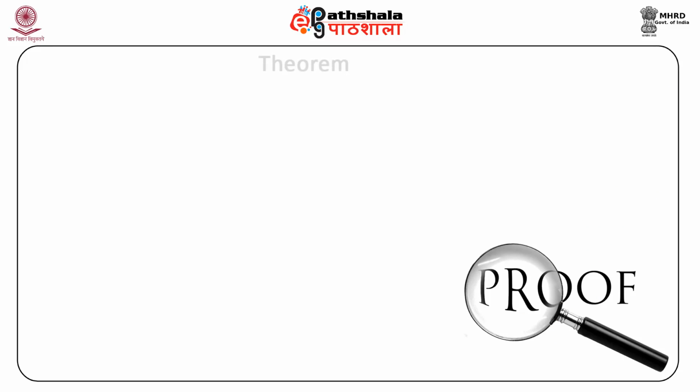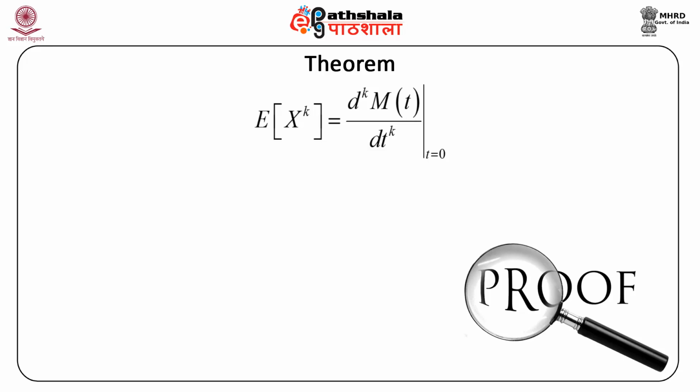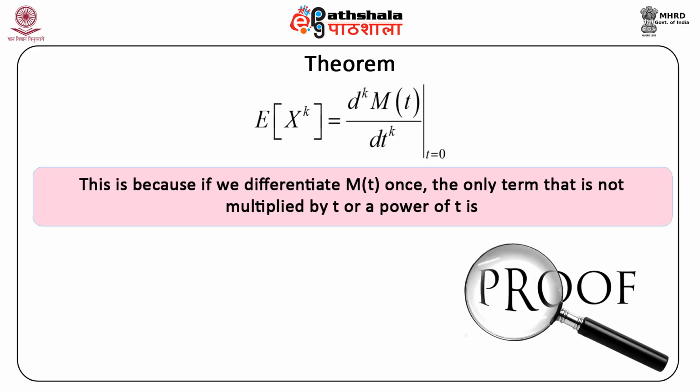Thus, we can extract all the moments of the distribution from the MGF by applying the above theorem. That is, we can find the kth moment of x by taking the kth derivative of the moment generating function and setting t equal to 0. Since the expected value of x^k is d^k M(t)/dt^k at t = 0. This is because if we differentiate M(t) once, the only term not multiplied by t or a power of t is m_1. So dM(t)/dt at t = 0 is equal to m_1.